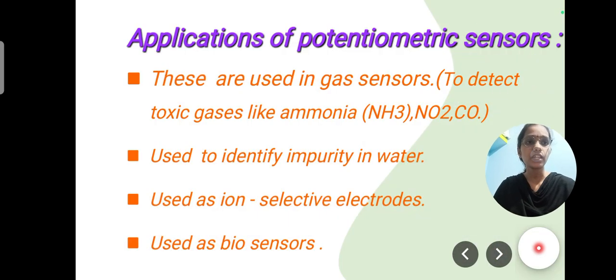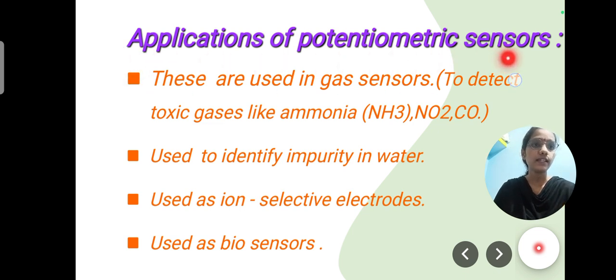The applications of the potentiometric sensors. Potentiometric sensors are used in gas sensors to detect toxic gases like ammonia NH3, NO2 and CO. They are also used to identify impurities present in water. They are used as ion selective electrodes and as biosensors.